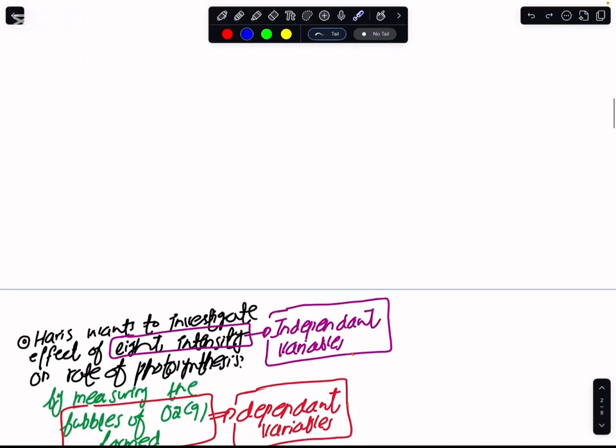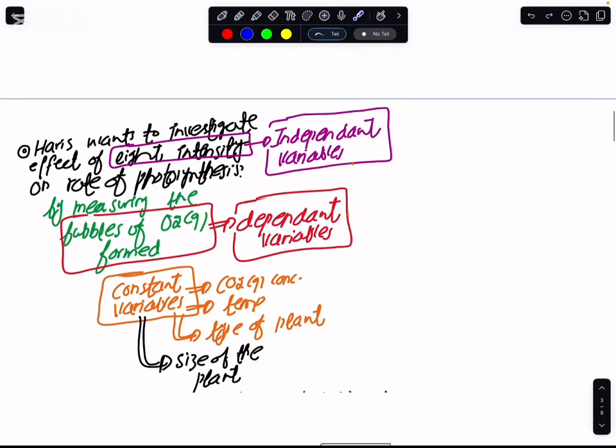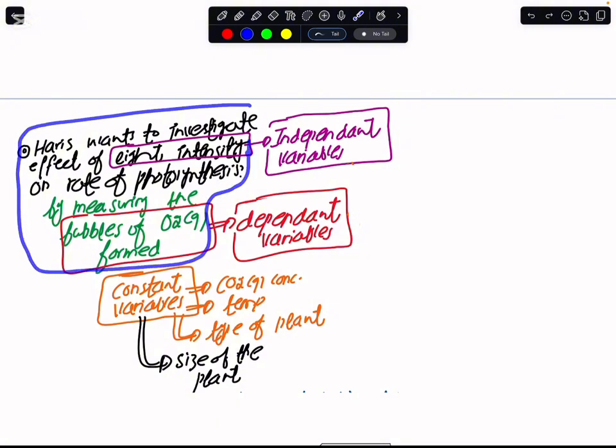Okay, so here we begin discussing the first external factor that would have an impact on the rate of photosynthesis, and this is the light intensity. So if we look at the statement, what this says is that there is a student, Haris, and he wants to investigate how the light intensity can have an impact on the rate of photosynthesis.